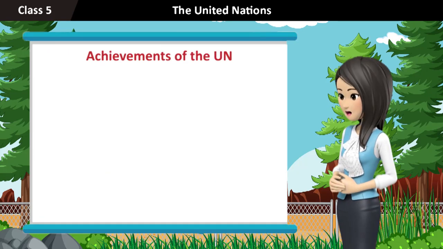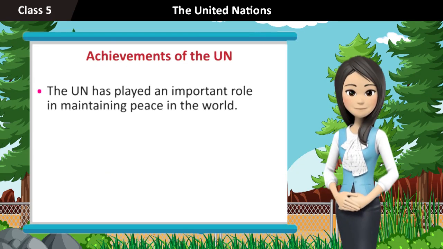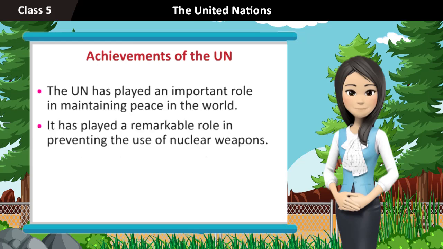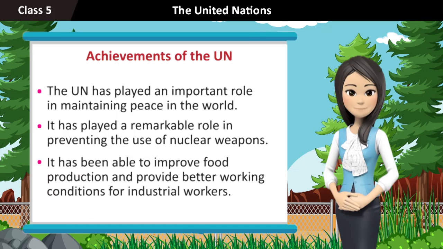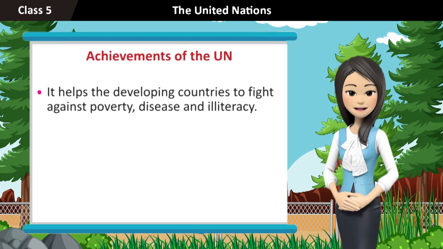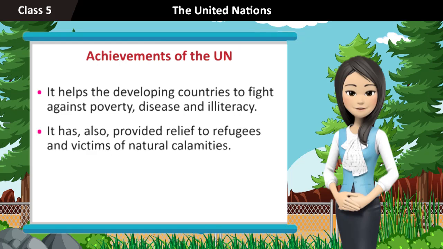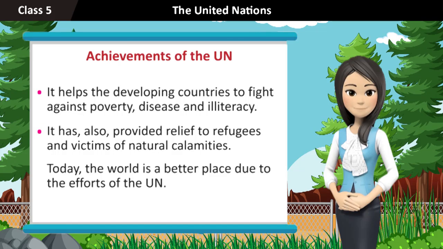Achievements of the UN. The UN has played an important role in maintaining peace in the world. It has played a remarkable role in preventing the use of nuclear weapons. It has been able to improve food production and provide better working conditions for industrial workers. It helps the developing countries to fight against poverty, disease, and illiteracy. It has also provided relief to refugees and victims of natural calamities. Today, the world is a better place due to the efforts of the UN.